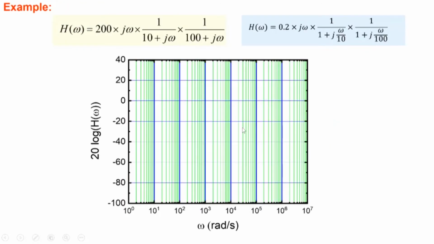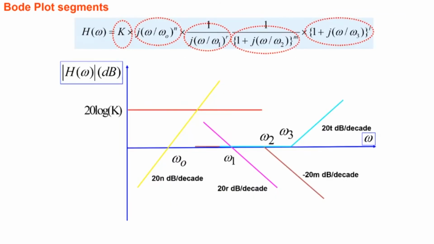So let's practice once more. Let's say you're given a transfer function like this here, 200 j omega over 1 plus 10 plus j omega, 100 plus j omega here. So the first thing is that you should cast each term in the form that we have shown here.